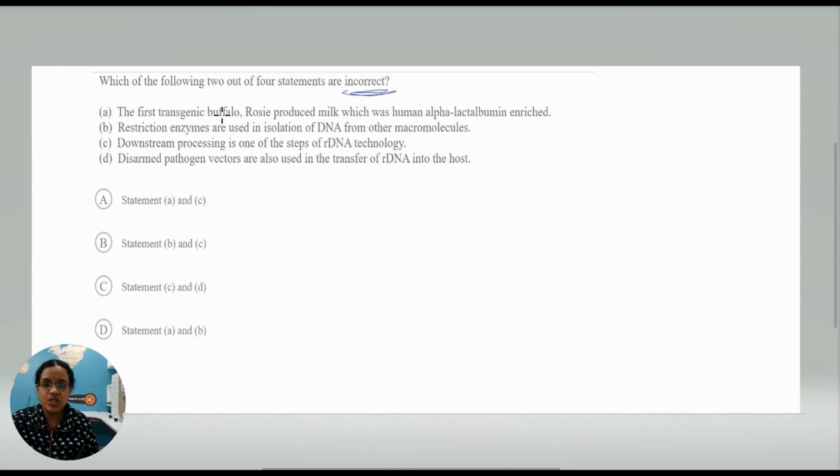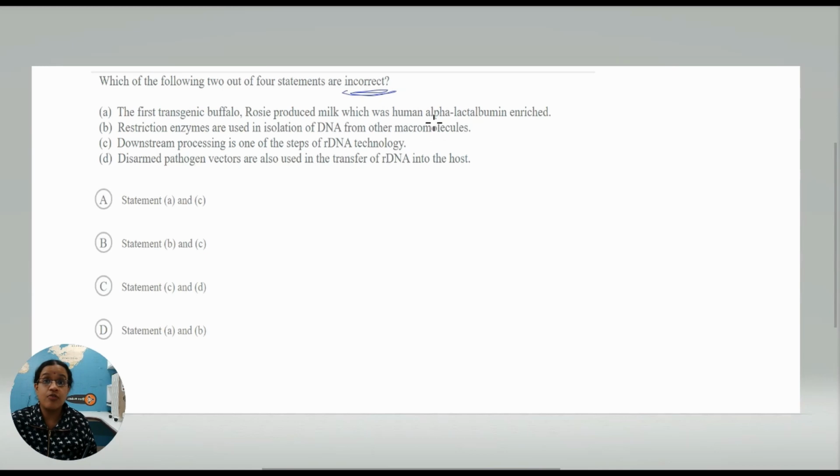The first: transgenic buffalo, Rosie, produced milk which was human alpha lactalbumin enriched. The second statement states restriction enzymes are used in isolation of DNA from other macromolecules. The third statement is downstream processing is one of the steps of rDNA technology. And the fourth being disarmed pathogen vectors are also used in the transfer of rDNA into the host.